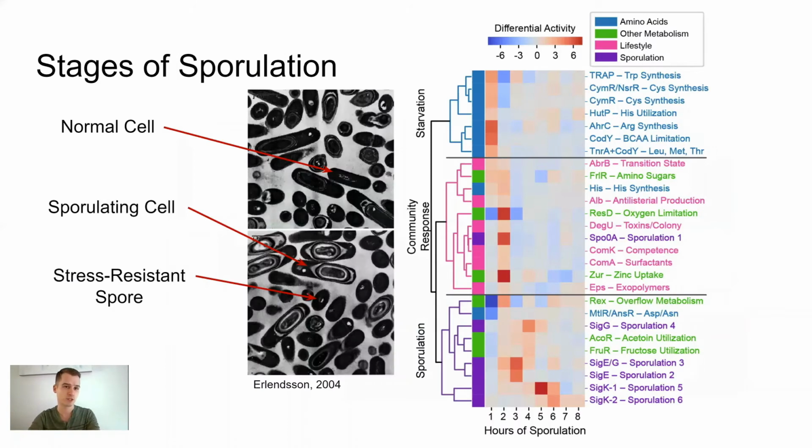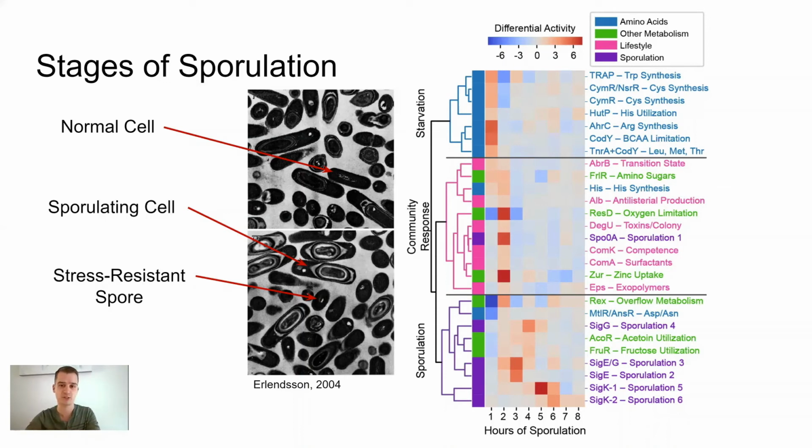Now let's turn to sporulation. This is the process where a normal cell experiences some sort of stress, such as amino acid starvation, and then it sporulates to produce a stress-resistant spore, which can then survive that stress and reactivate once conditions improve. And so what we've done is take the entire 8-hour process and break it down using our iModulons. And what we see is that the first hour is characterized by starvation response. So it tries to resynthesize all the amino acids that it can't find in its media.